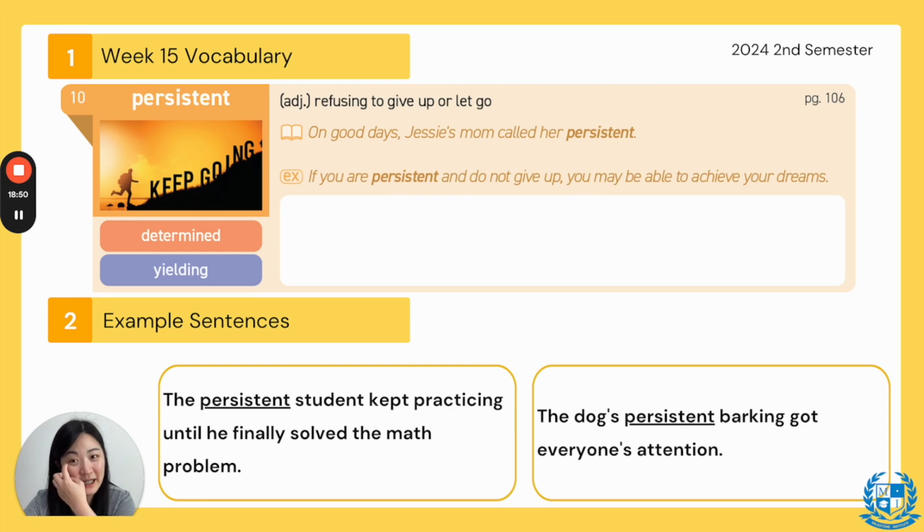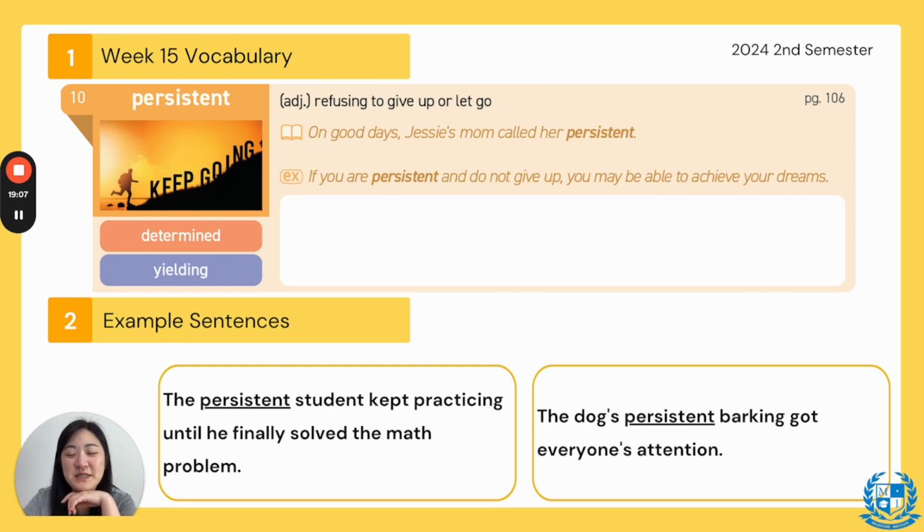Example, let's read together. Are you ready? 1, 2, 3. If you're persistent and you do not give up, you may be able to achieve your dreams. Yes, keep going. Don't ever give up. You've got to do it.